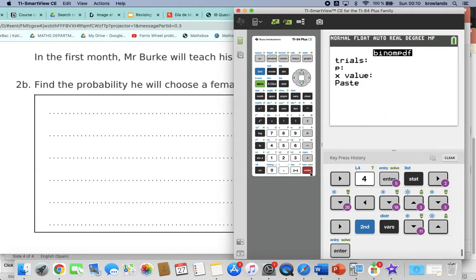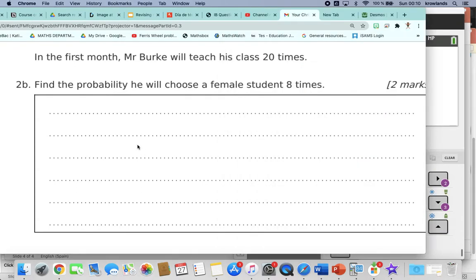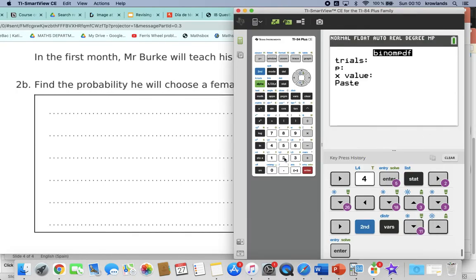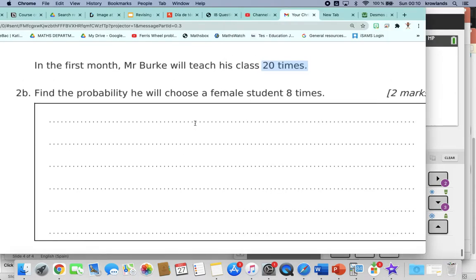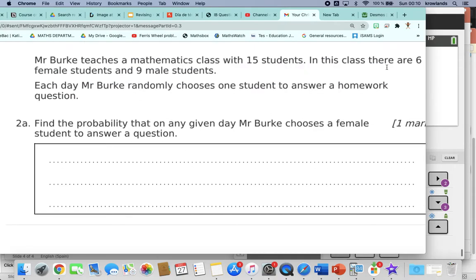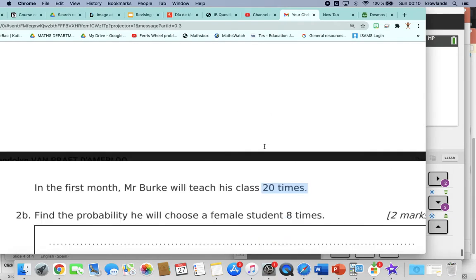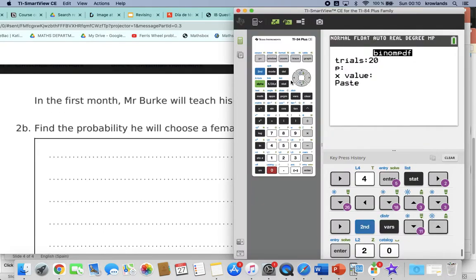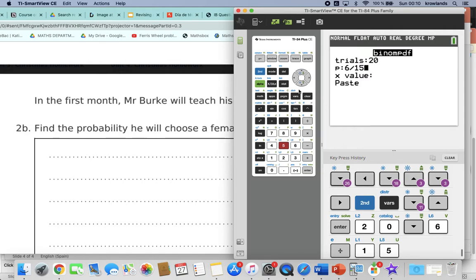So we're going to press enter. How many trials? The trials is how many times this repeats in the experiment. Well, there are 20 trials. The probability he will choose a female, we've already calculated that. We said there are 6 out of 15. So the probability is going to be 6 divided by 15, nice and easy.